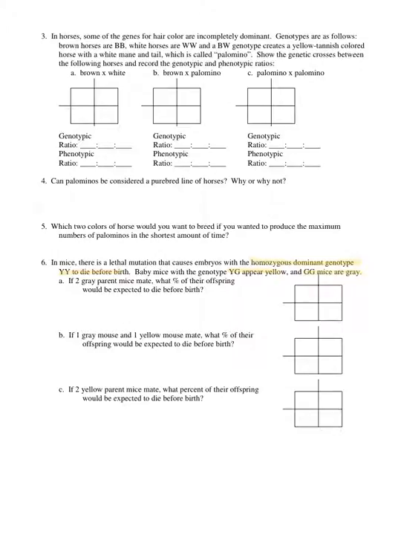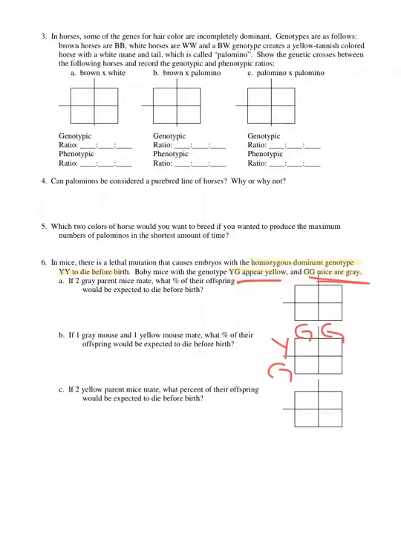Okay, so for number 6, we see that this is still an incomplete dominance problem. There's yellow and gray. Those aren't spots, they're not stripes, we're not dealing with codominance. However, the homozygous dominant genotype causes these mice to die before birth, which is weird, but all right, let's go with it. So looking at problem B, if I mate a gray mouse, so I look up at my problem, gray is GG, a gray mouse with a yellow mouse is YG. Again, I got that from the problem, gray and yellow. What percent of their offspring would die at birth?